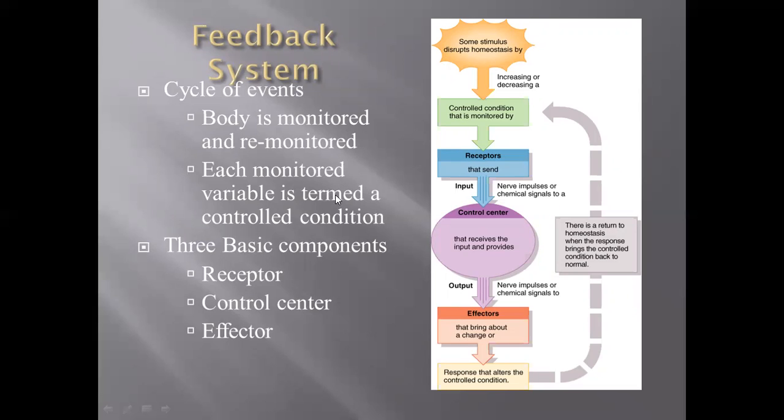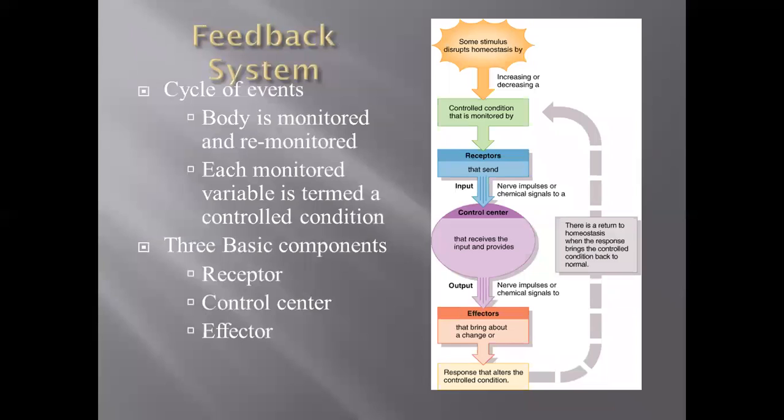Each monitored variable is termed a controlled condition, and the system consists of three basic components. The first one is the receptor, the second is the control center, and the third is the effector. So how does it work? Let's see. We have receptors.